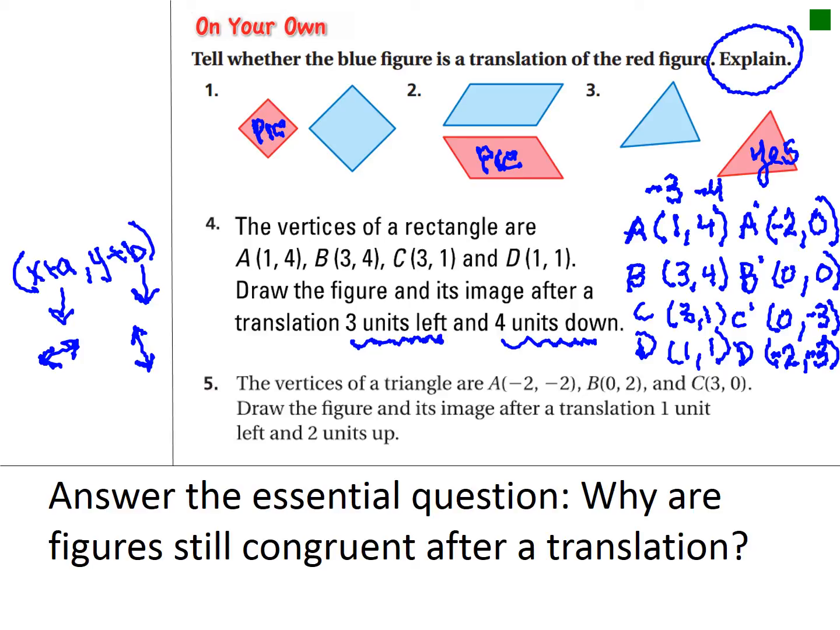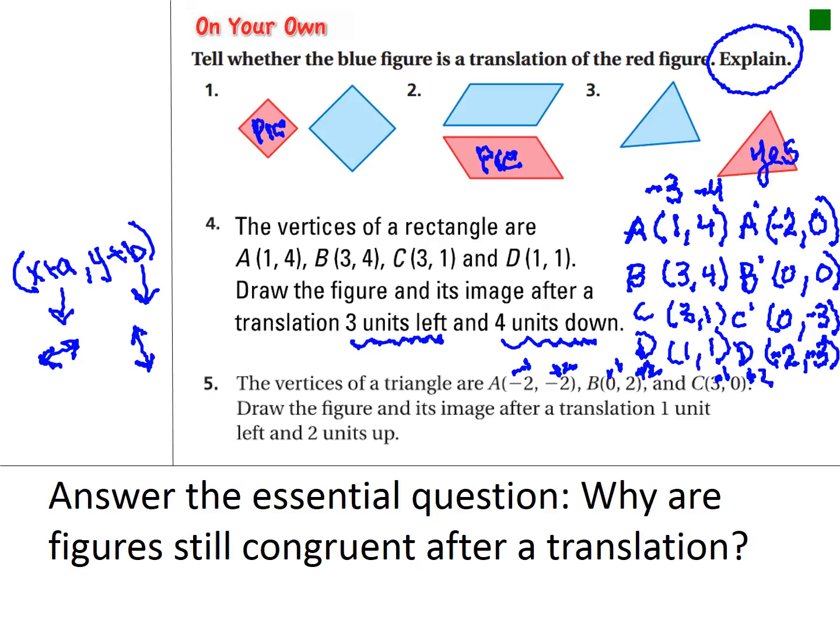And last but not least, 5. We have a triangle. Draw the figure and its image after 1 unit to the left and 2 units up. So rewriting it, we're going to take away 1 from all the x values, and we're going to add 2 to all the y's. My pen is being a little bit sketchy.